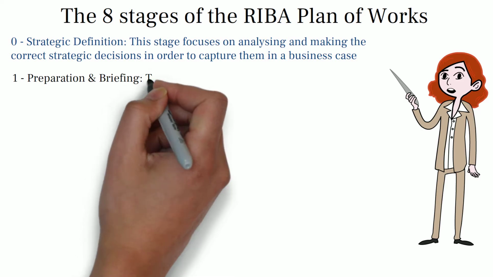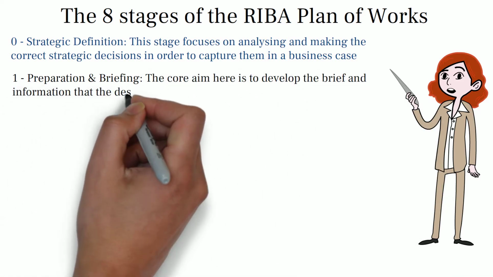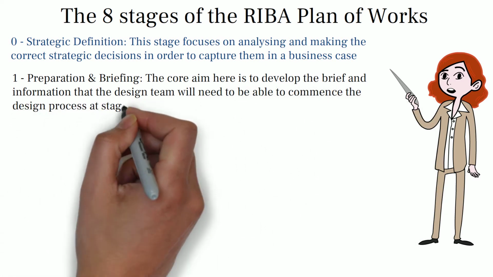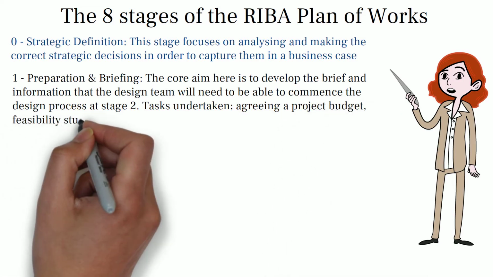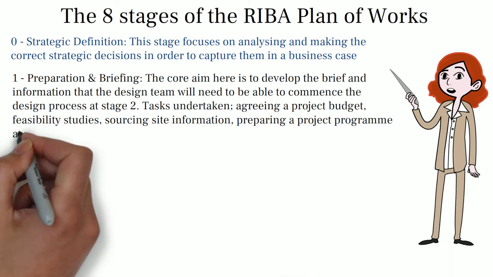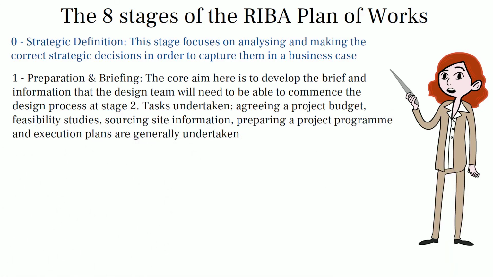Stage 1 is preparation and briefing. The core aim of this stage is to develop the brief and information that the design team will need to be able to commence the design process at stage 2. To do this, tasks such as agreeing a project budget, feasibility studies, sourcing site information, preparing a project program, and execution plans are generally undertaken.